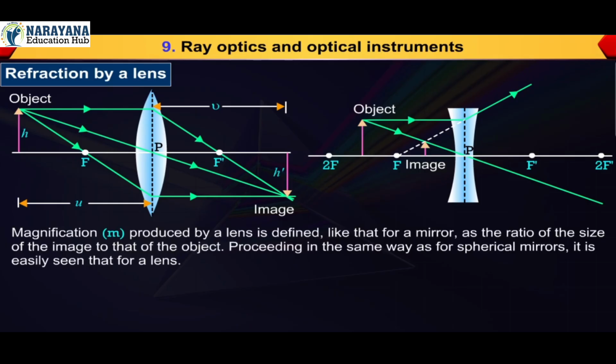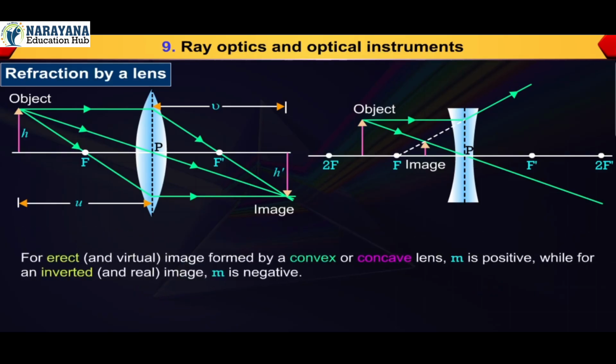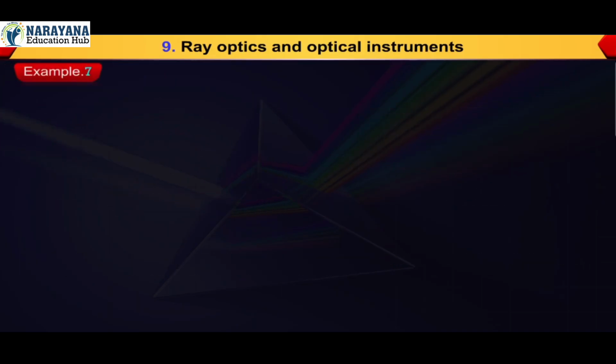Magnification m produced by a lens is defined like that for a mirror, as the ratio of the size of the image to that of the object. Proceeding in the same way as for spherical mirrors, it is easily seen that for a lens, m is equal to h' upon h is equal to v upon u. Equation 24. For erect and virtual image formed by a convex or concave lens, m is positive, while for an inverted and real image, m is negative.